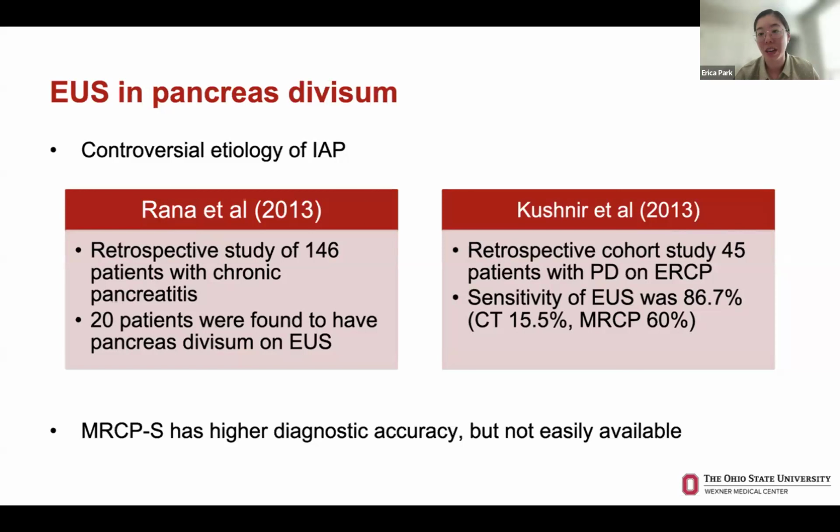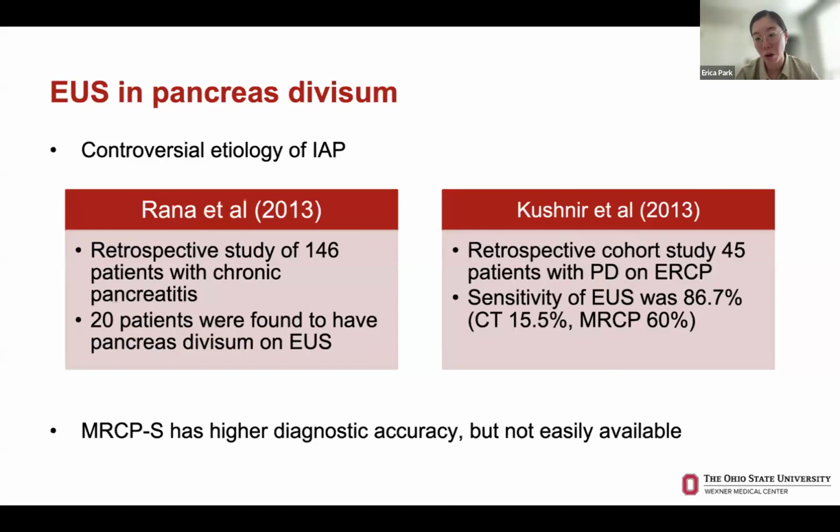One is noted as the absence of a stack sign, and the other is when you fail to trace the PD from the body of the pancreas down to the head of the pancreas. Both of these features show a relatively high sensitivity, specificity, and accuracy of diagnosing pancreatitis on EUS.